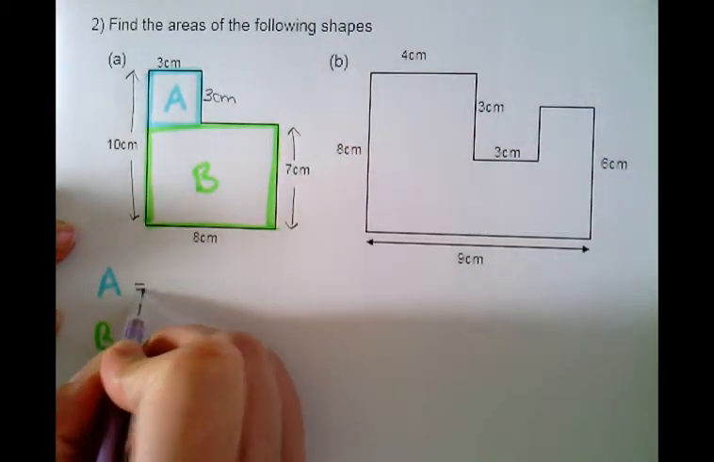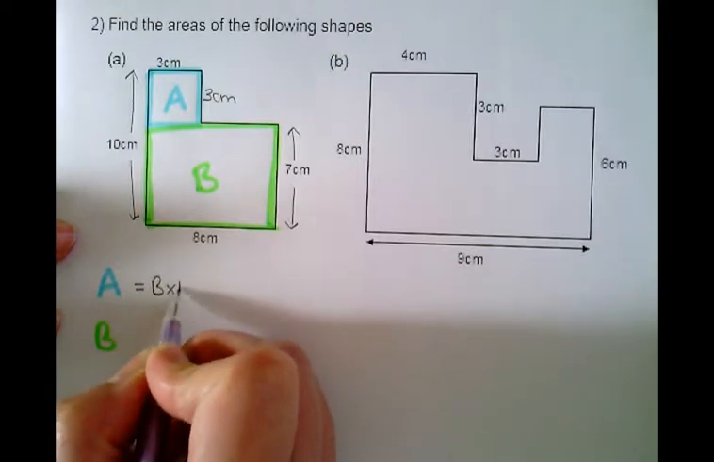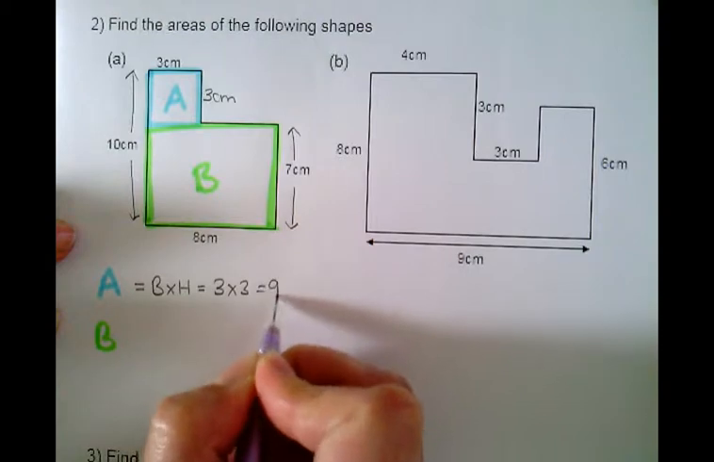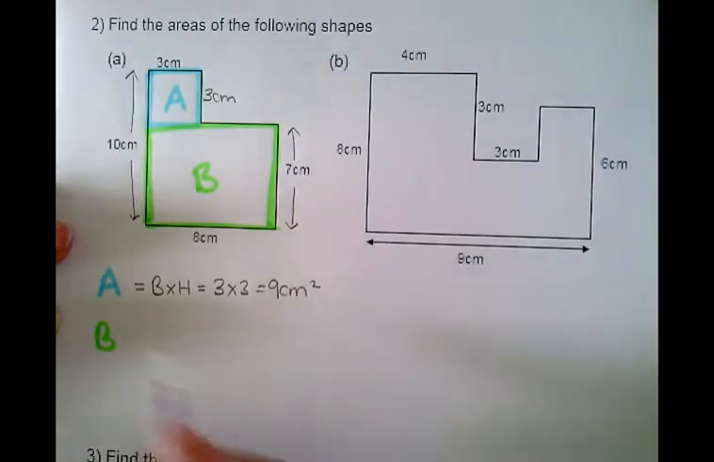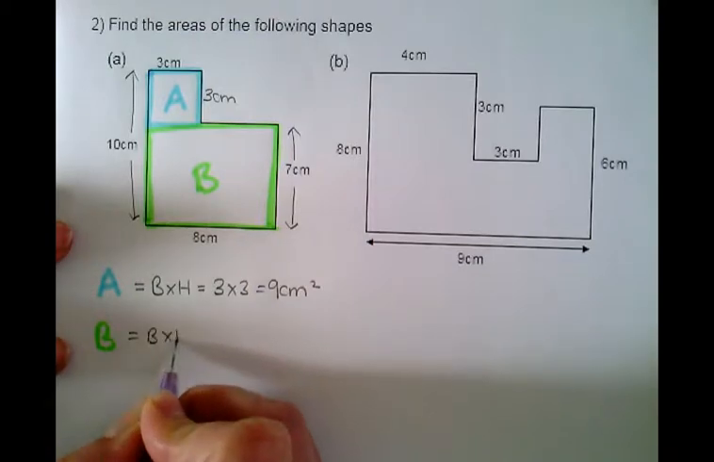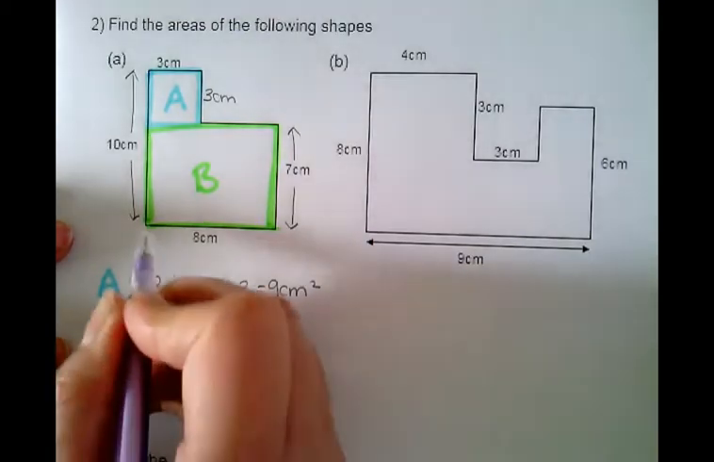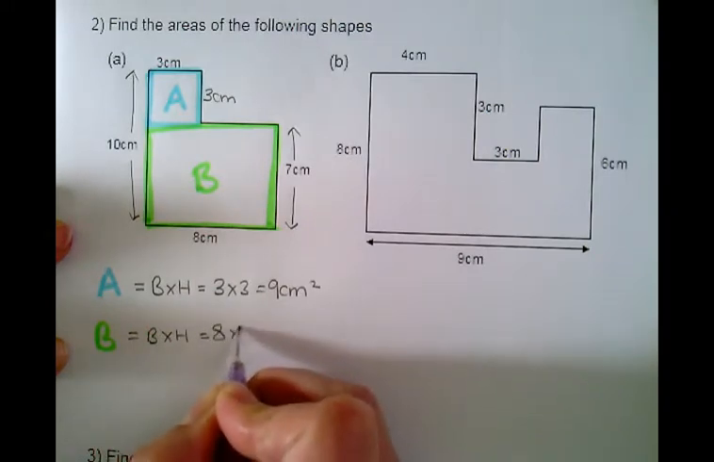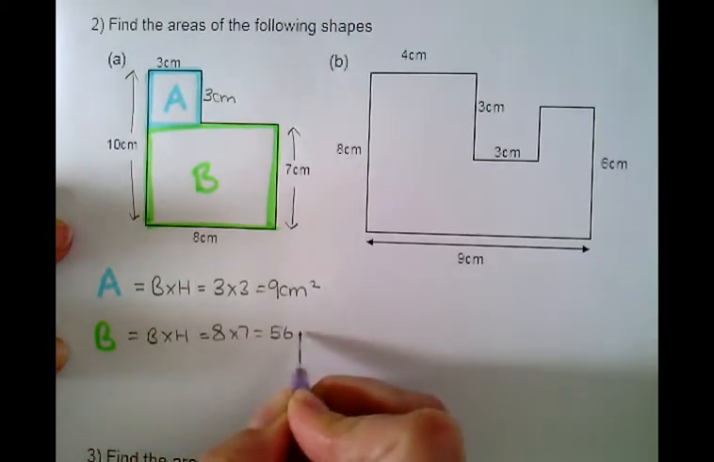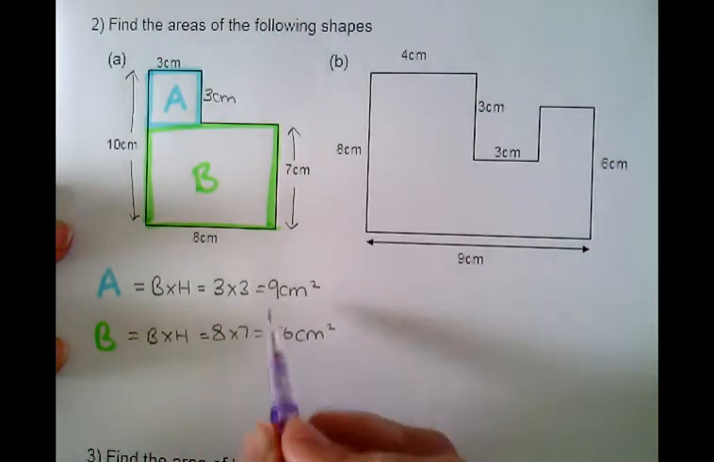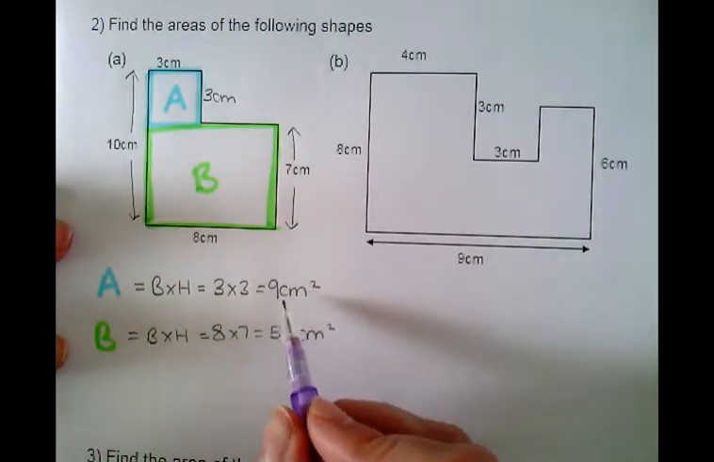So shape A then, it's just base times height for that square. So 3 times 3 equals 9 centimetres squared. And then the green one at the bottom, same formula again, base times height again, and it's 8 across times 7 going up. So 8 times 7, 56 centimetres squared. And then you would add these two together to get the total area.